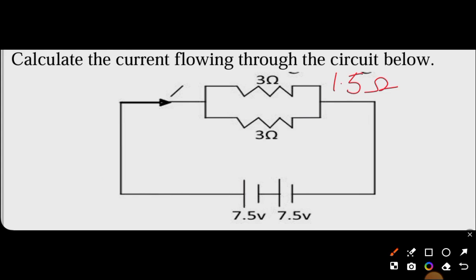We have the cells connected in series. In order to find the total voltage, we just have to add 7.5 plus 7.5. It's going to give us 15 volts.